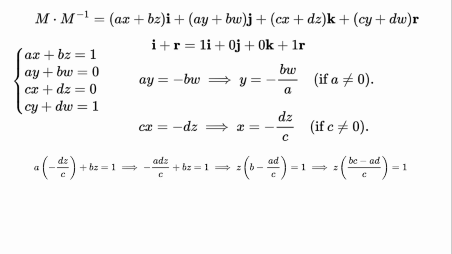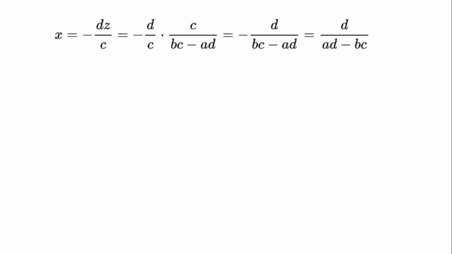Substitute x equals minus dz divided by c into equation 1, ax + bz equals 1. a times minus dz divided by c, plus bz equals 1, which implies z times (b minus ad divided by c) equals 1, which implies z times (bc minus ad) divided by c equals 1, so z equals c divided by (bc minus ad), if bc minus ad is not equal to 0. Now find x: x equals minus dz divided by c equals minus d divided by c times c divided by (bc minus ad), equals minus d divided by (bc minus ad), equals d divided by (ad minus bc).